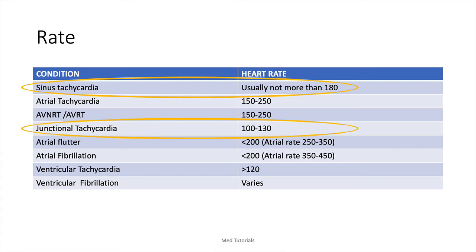The other thing is junctional tachycardia. As I mentioned earlier, in junctional tachycardia usually the rate is between 100 to 130. So if you have a narrow QRS complex tachycardia with absent P waves or retrograde P waves, we usually consider junctional tachycardia as one of the differentials. But if the heart rate is more than 130, we would go more in favor of an SVT or an atrial tachycardia.